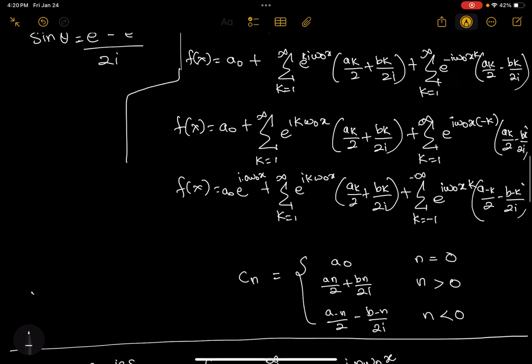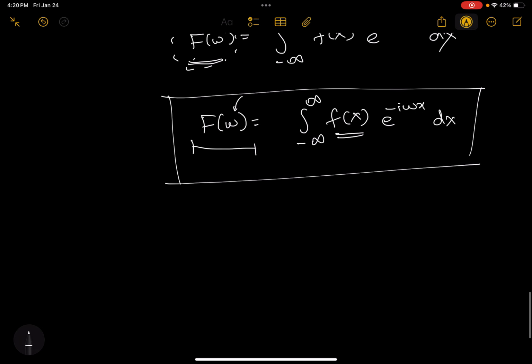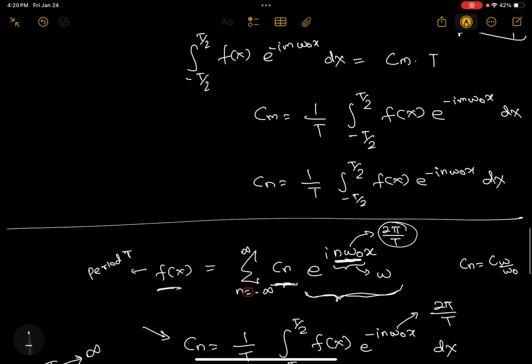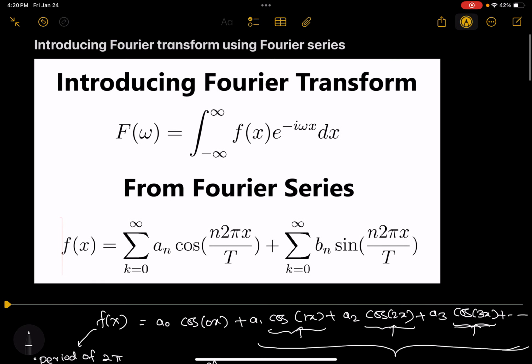So we have derived it, right? Minus infinity to infinity, e to the power minus i omega x dx. Yeah, we have derived it.